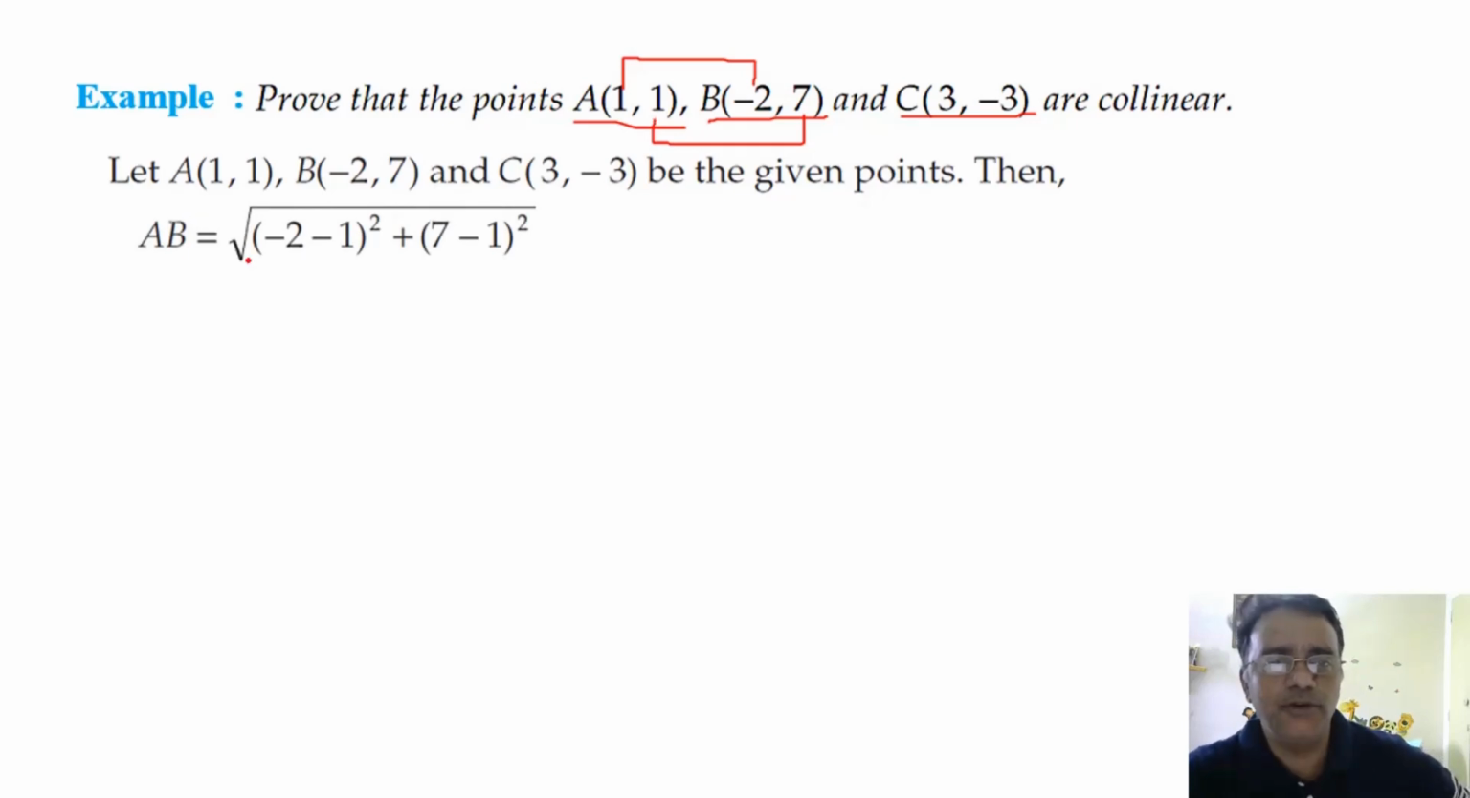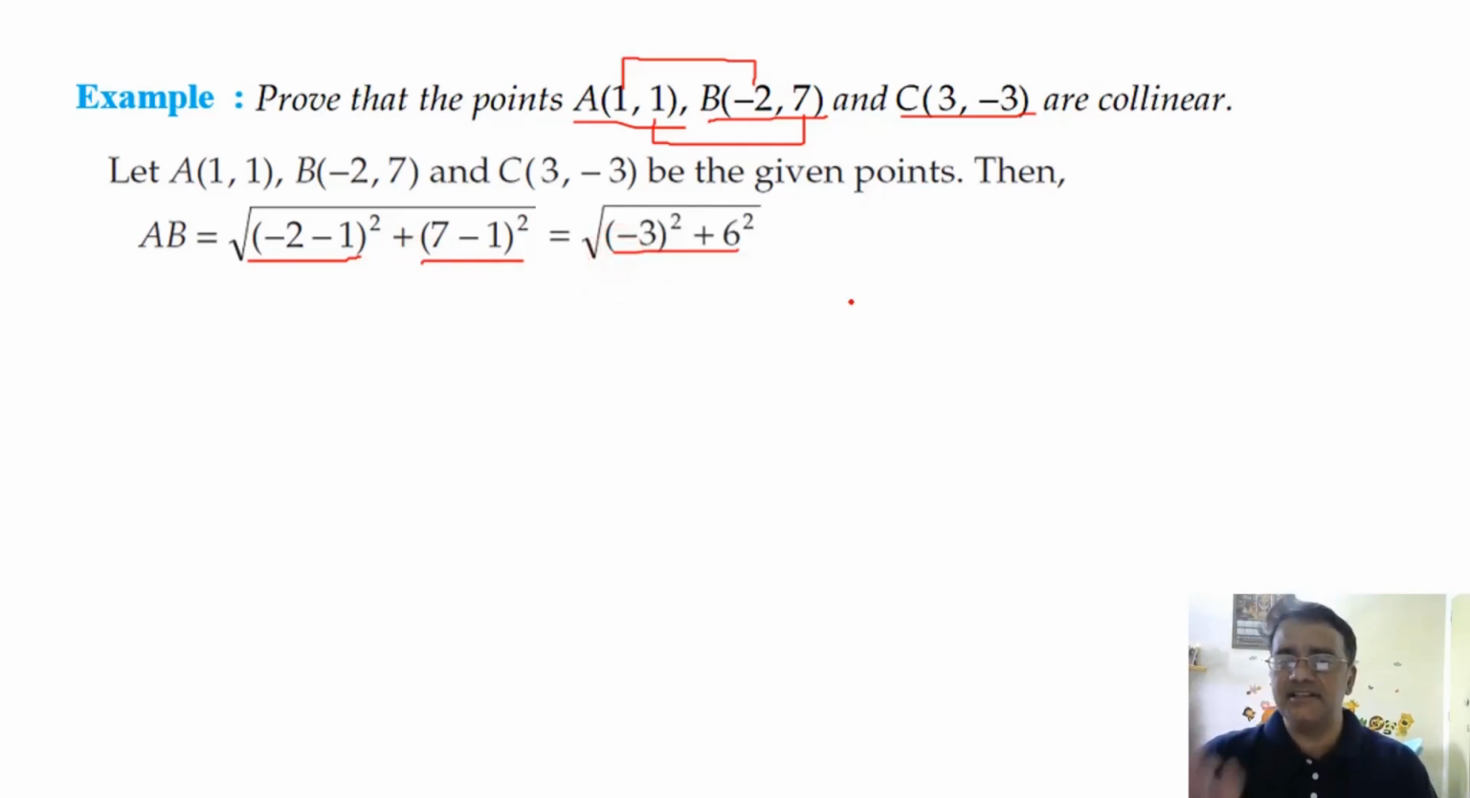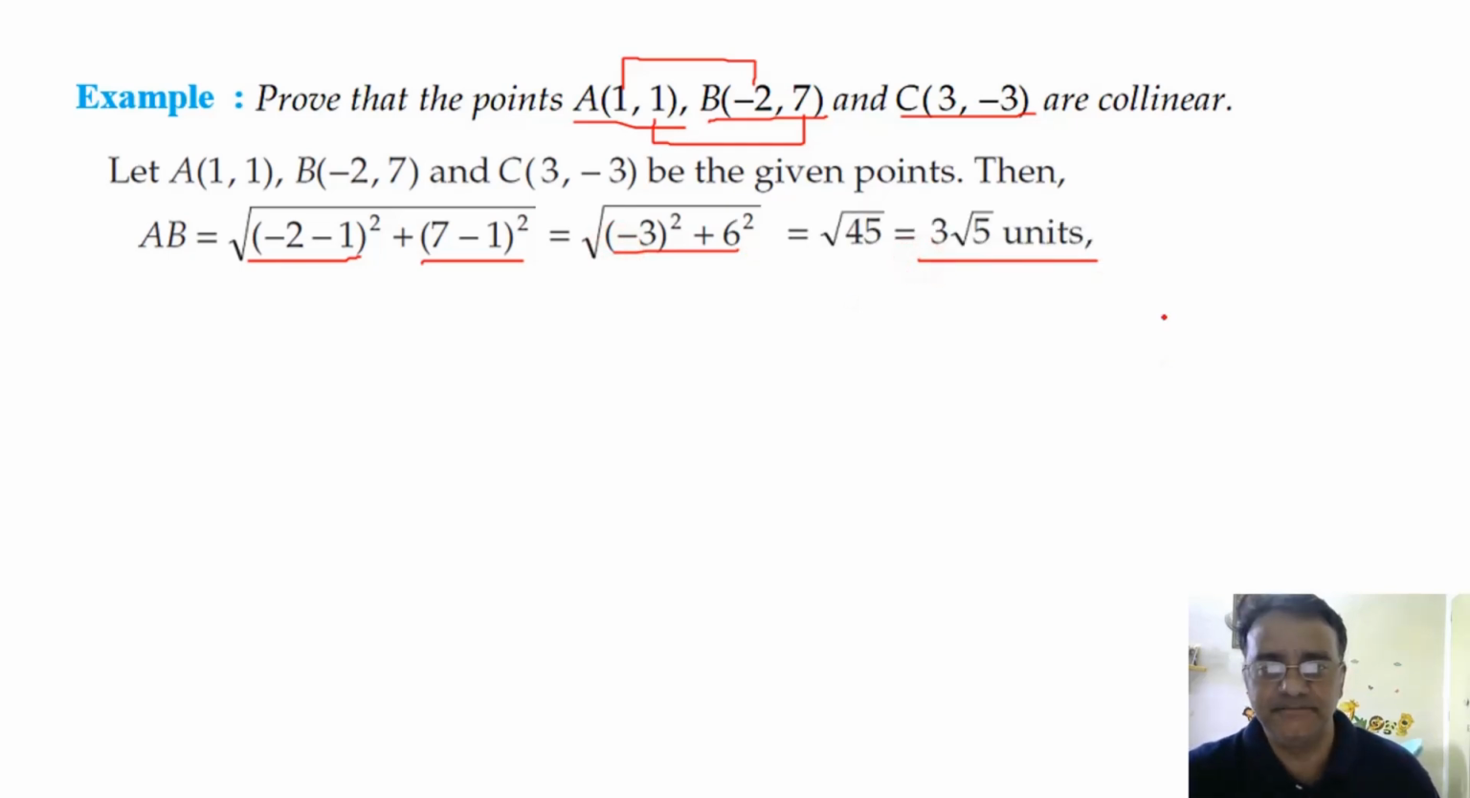So what will you get here? -3, whole square is 9. Here 36. So we are getting 9 plus 36. 9 plus 36 is root 45. Root 45 is 3 root 5 units.